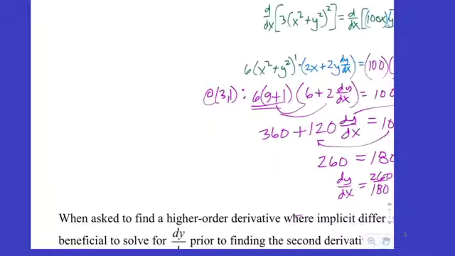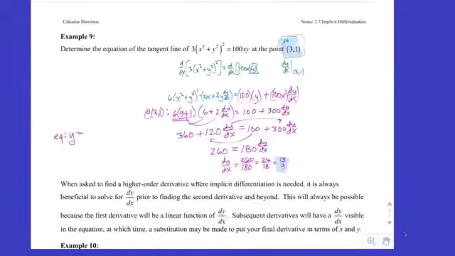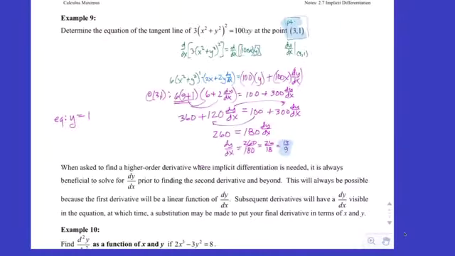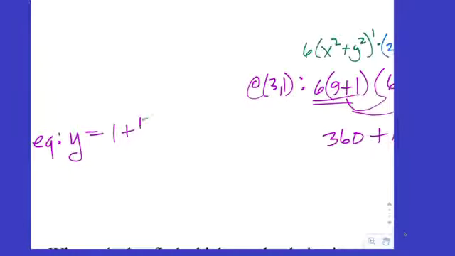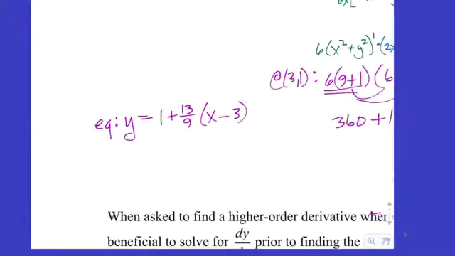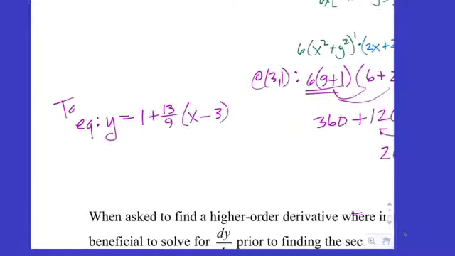So the equation of the line in Taylor form is y equals the y value of 1 plus the slope that we just found, 13 ninths, times x minus the x value they gave us, which is 3. That's the tangent line equation.